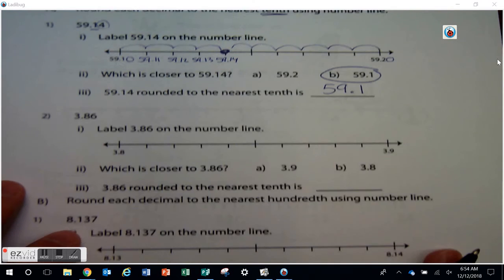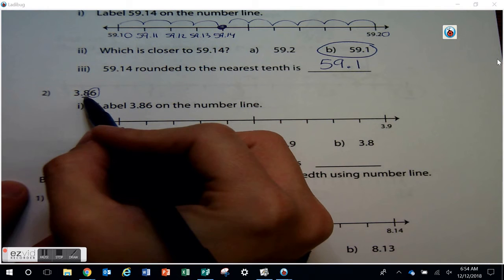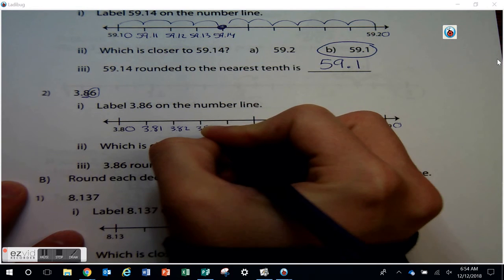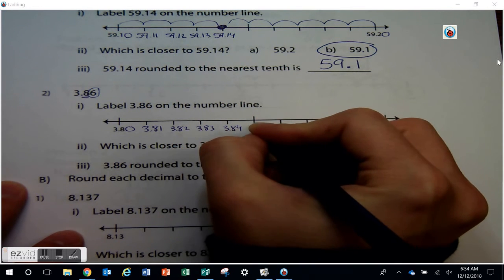Let's round this to the nearest tenths place. So I'm either going to round this up to a 9 or it's going to stay an 8. We're rounding 3 and 86 hundredths. So I'm going to put that place value holder just so that I know and it's easier for me to see. We have 3 and 81 hundredths, 3 and 82 hundredths, 3 and 83 hundredths, 3 and 84 hundredths, 3 and 85 hundredths, 3 and 86 hundredths.